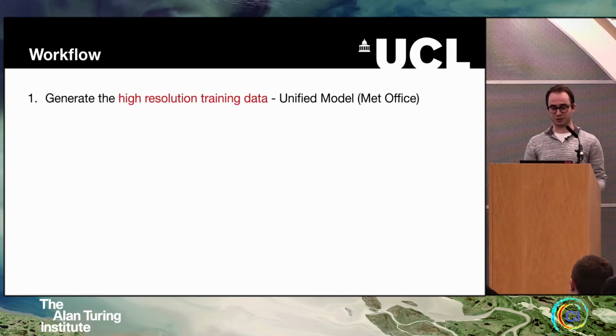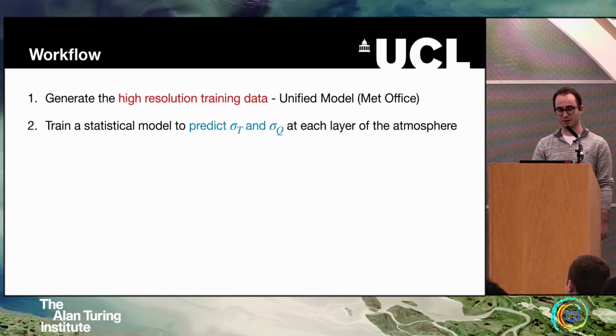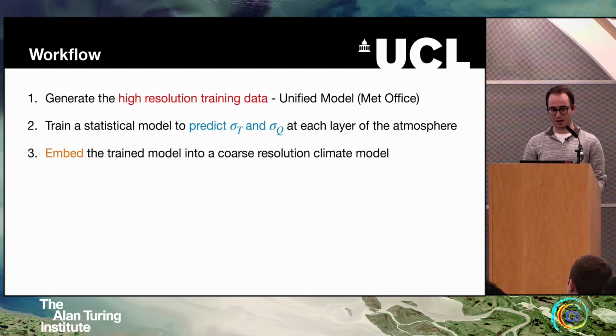Okay, so what am I going to present? I'm going to show the high-resolution training data that we use to learn this relationship. I'm then going to show you how we learn this relationship that predicts the variability in the temperature and the humidity columns. And then we're going to embed this statistical model into a coarse resolution climate model.